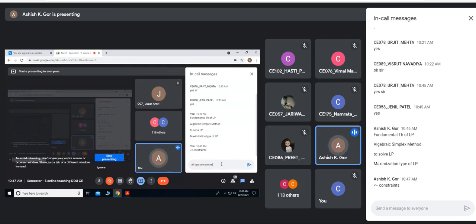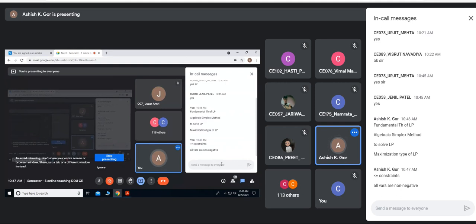See, the same method cannot be used for every type of linear program. If it is a minimization type of linear program, you have to do some pre-processing, then you can go for the same method. So right now I am talking about, remember, a maximization type of linear program with less than or equal to type of constraints and non-negative variables. So let's see what is the algebraic simplex method.